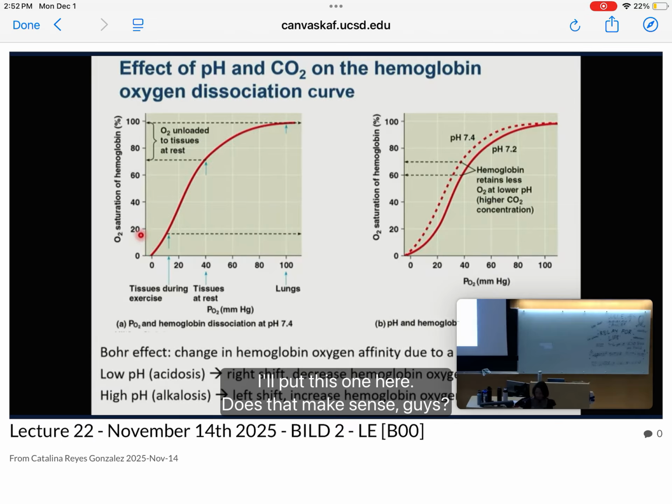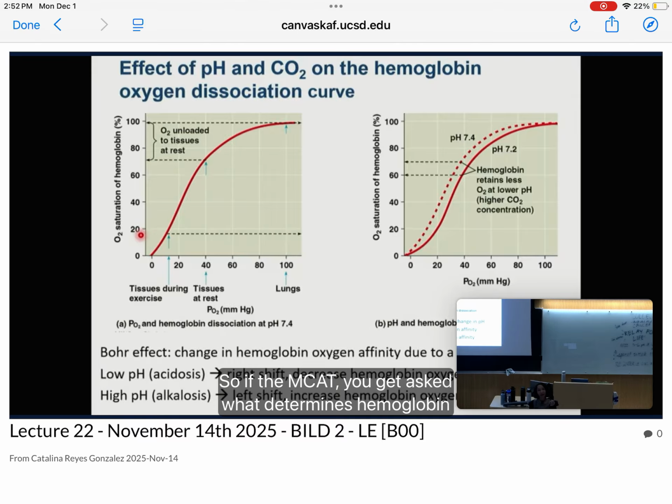Okay. Does that make sense, guys? So if on the MCAT you get asked what determines hemoglobin oxygen saturation, what are you going to answer?